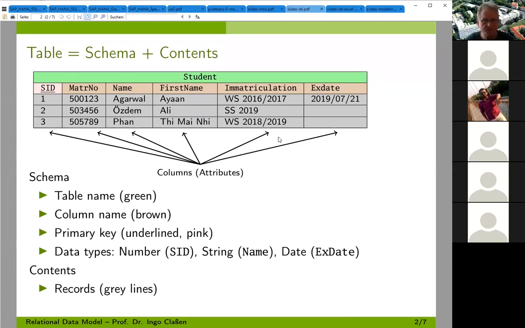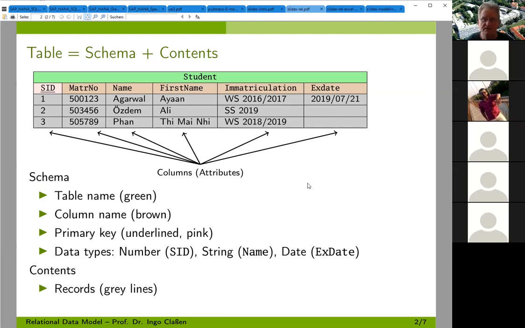But nevertheless, we need some technical terms in order to talk about the relational data model, and this is what the slides here are going to provide. So first of all, if we talk about relational data, we have to distinguish two levels, namely the schema level and the contents level. And these are two different things.